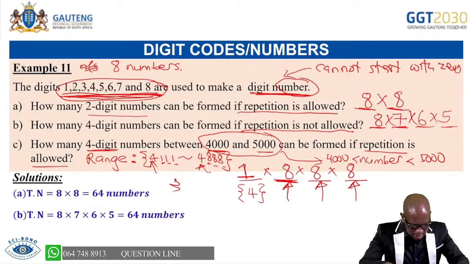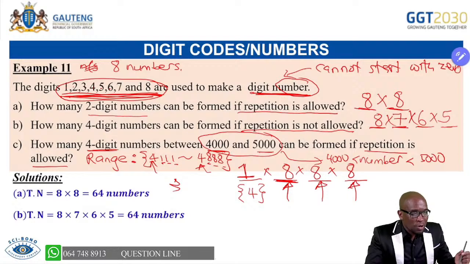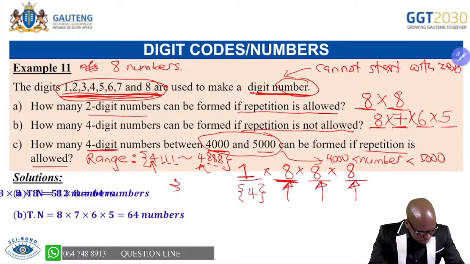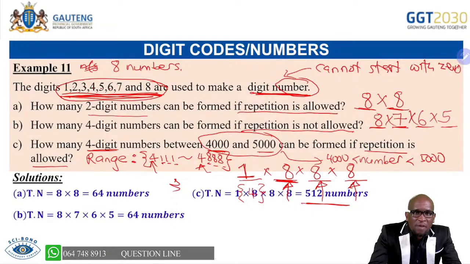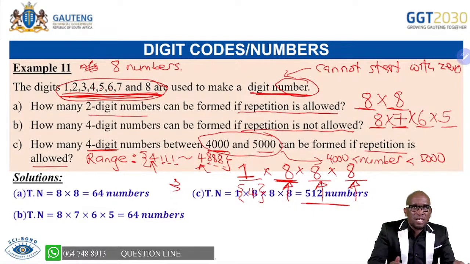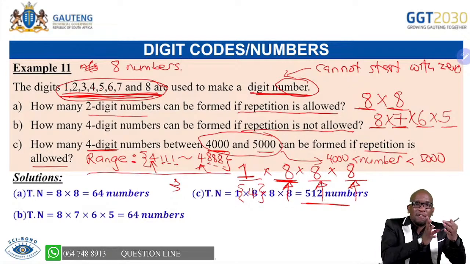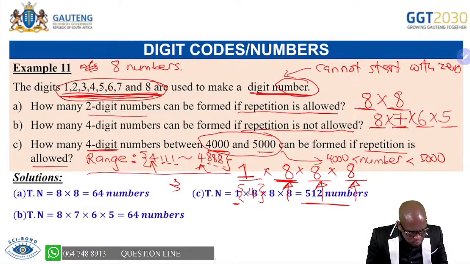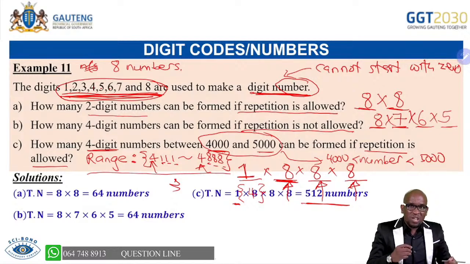Right, welcome back. Let us wrap up our lesson. Apparently my pen was actually low on battery. However, we continue. Now, the third one here, I have worked it out with you to say it would be 1 times 8 times 8 times 8, which gives us 512 different numbers. So it was important that we were able to look at the range of the available codes, and that range assisted us to know that in the first position we have only 1 digit, which is the number 4. So that's very, very important.